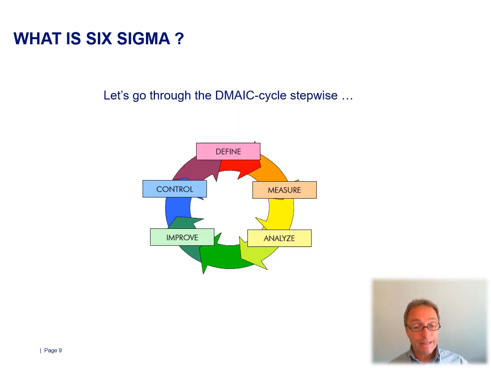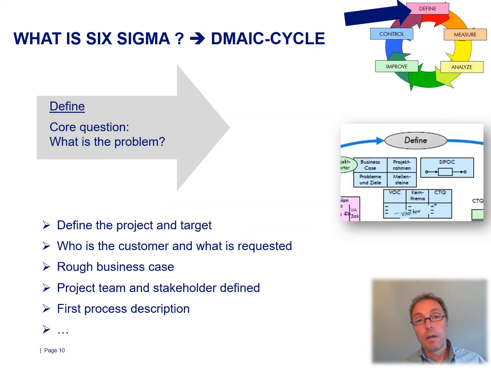But let's go through the DMAIC cycle now stepwise. We start, of course, with the define phase. The core question of the define phase is: what is the problem? We have to define the project and the target. We have to clarify who is the customer and what exactly is requested.